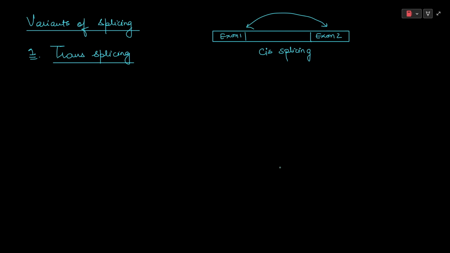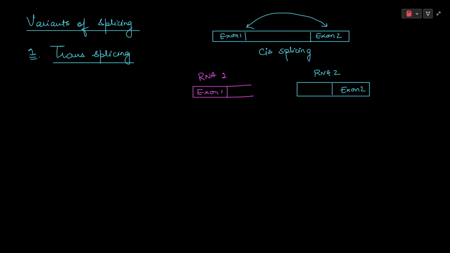So cis splicing. In trans splicing, something unusual happens. Imagine that this is your exon 1, and as you can see, I'm using a different color. And then let's take another one. This is your exon 2. Exon 1 is present on RNA 1, and exon 2 is present on your RNA 2. As you can see here, exon 1 and exon 2, which we are going to join, are present on two different RNAs, RNA 1 and RNA 2.